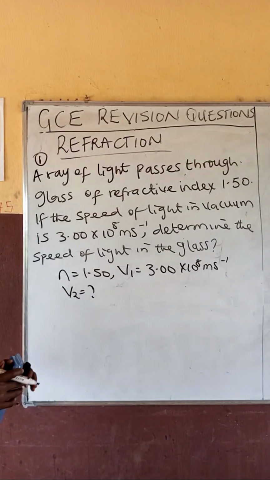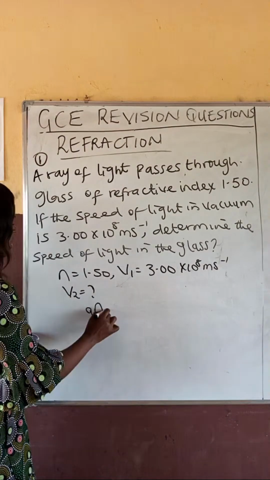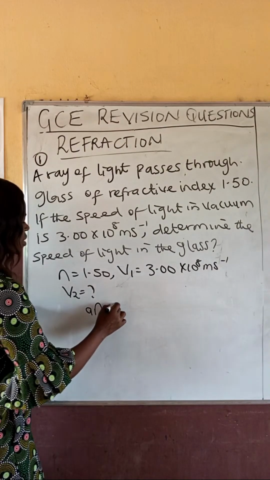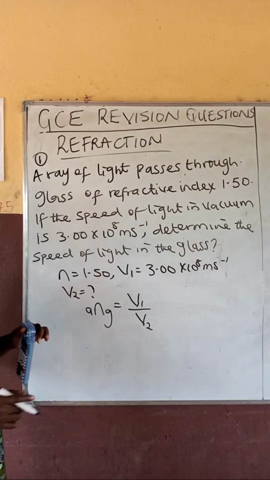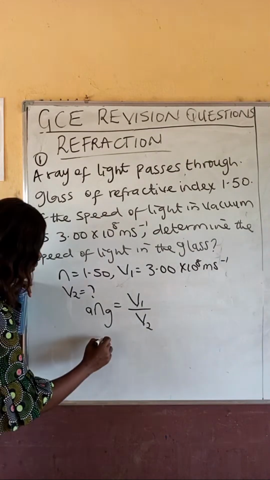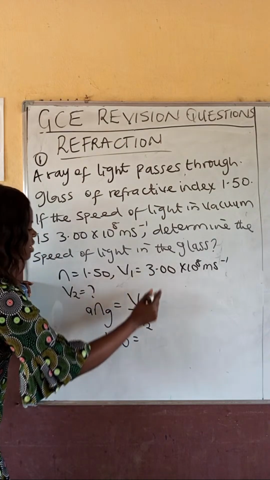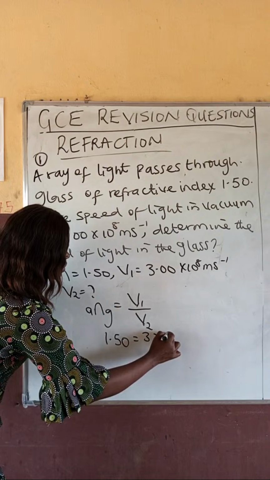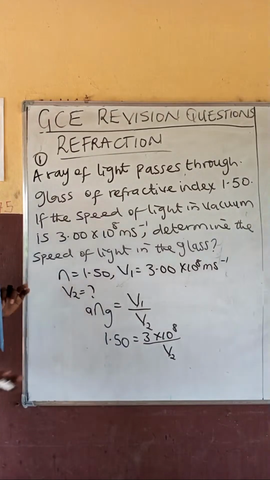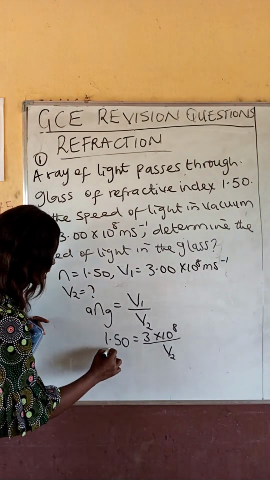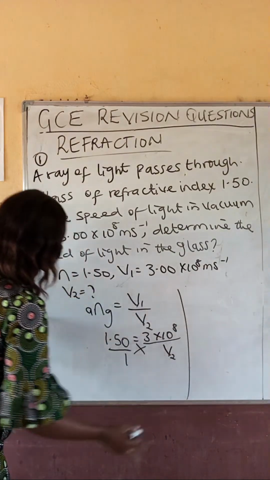We are going to use our formula, knowing that the refractive index of glass, Ng, is equal to V1 over V2. Now, from what we have, the refractive index 1.50 is equal to my velocity in the first medium, 3 times 10^8, divided by V2, right? So I can cross multiply, saying that this is over 1.